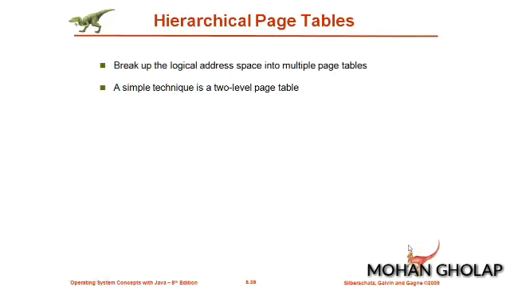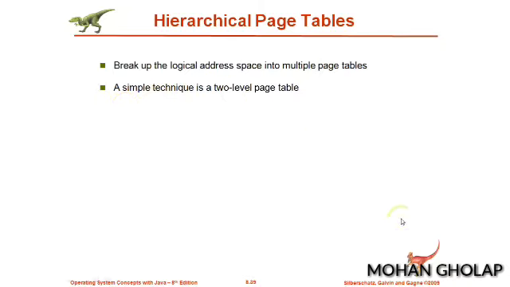The first one is the hierarchical page table. As the name itself indicates, hierarchical means whatever page table is there is again divided into subsections, and you can form a hierarchy of page tables. This is nothing but breaking up the logical address space into multiple page tables, and a simple technique is a two-level page table.